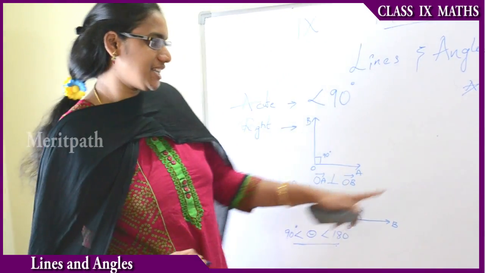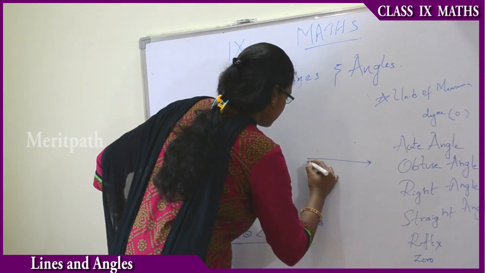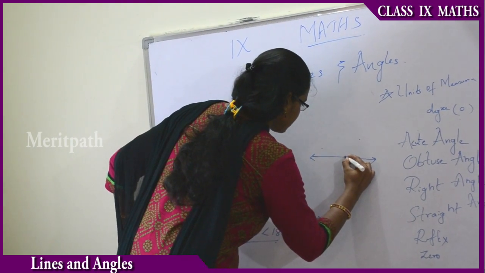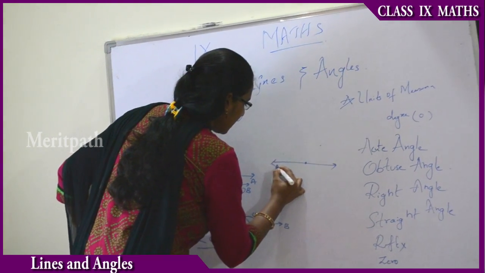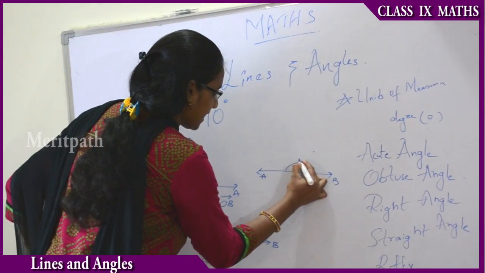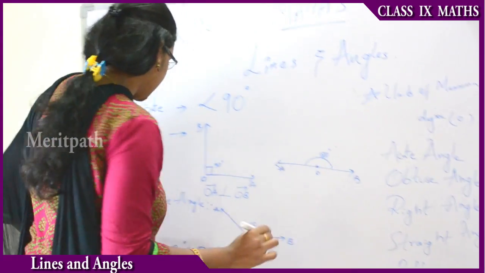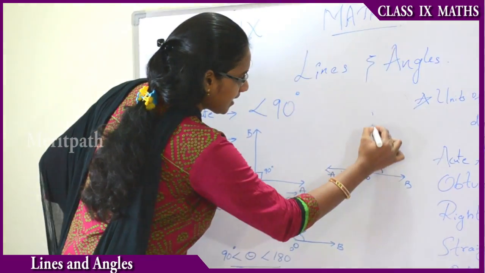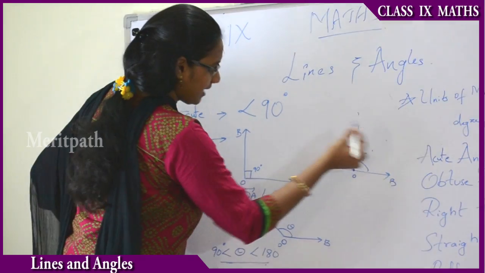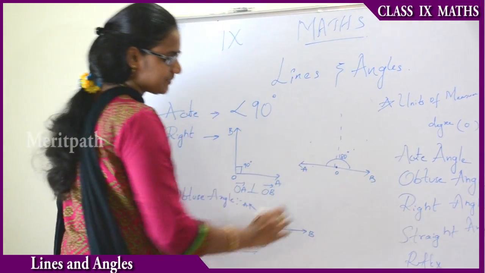While coming to straight angle, the angle between the two arms is exactly 180 degrees. It forms two right angles. That means one right angle and one right angle: 1 plus 1, 2 right angles form a straight angle.